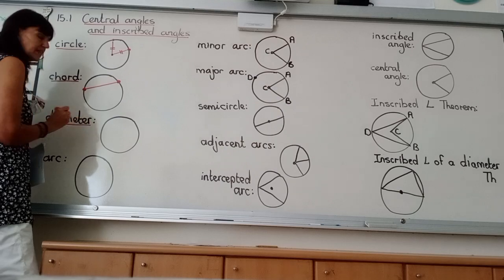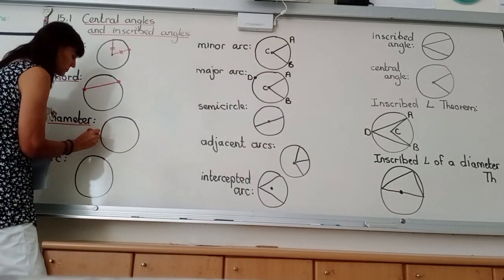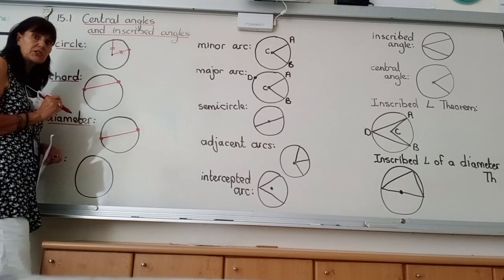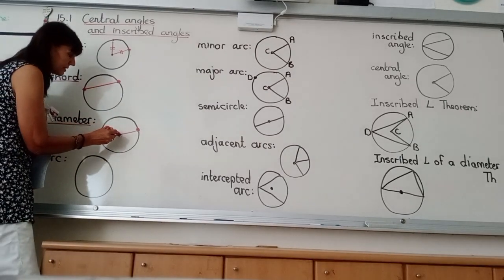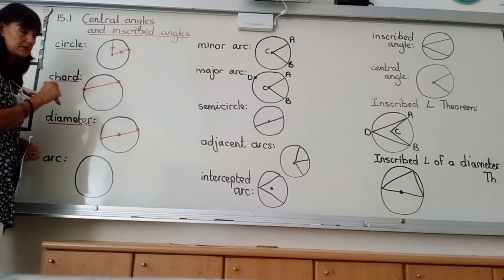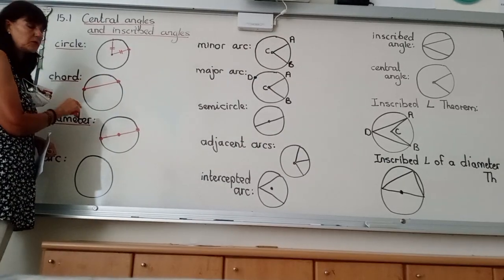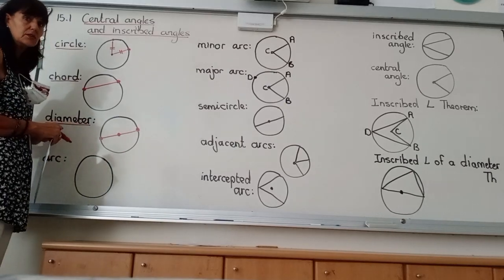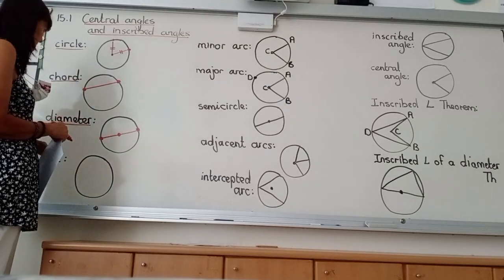Diameter. What is a diameter? It is a special chord. And what's special about this one? It contains the center of the circle. That one can be anywhere, but this one must go through the center of the circle. Then we call it a diameter.